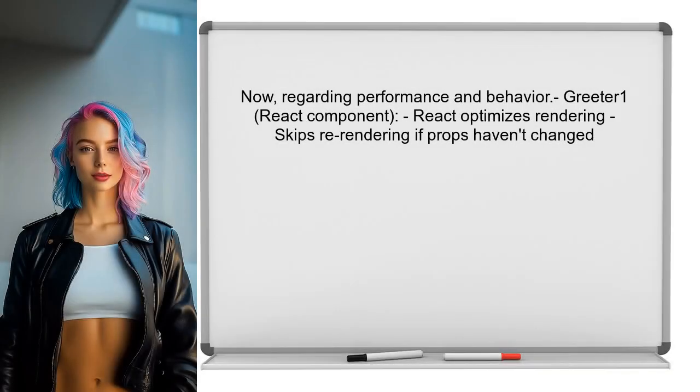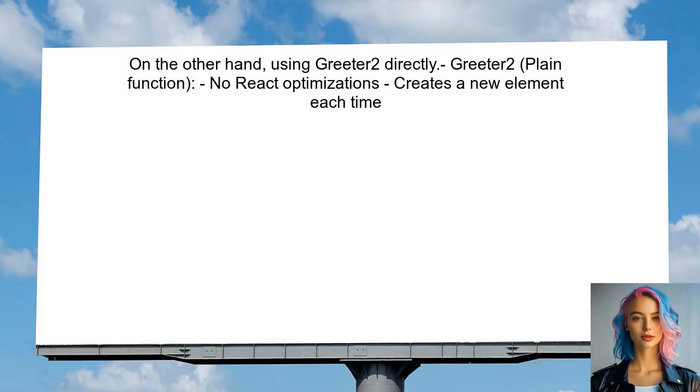Now, regarding performance and behavior, when using greeter1 as a component, React optimizes rendering by checking if props have changed. This means that if the props remain the same, React can skip re-rendering that component. On the other hand, when using greeter2 directly, React does not apply the same optimizations. Each time greeter2 is called, it creates a new element, which can lead to unnecessary re-renders.